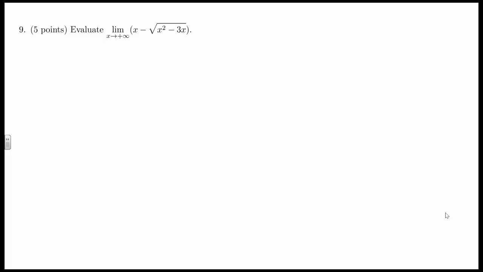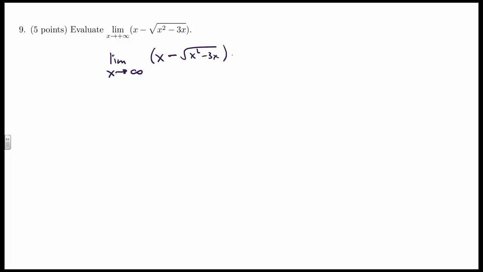This looks like something like infinity minus infinity. Now we don't know what infinity minus infinity is. It could be 0, it could be a finite value, it could be infinity. Our attack typically on these kinds of problems is to multiply by the conjugate. So let's give that a try. Let's do x minus root x squared minus 3x.